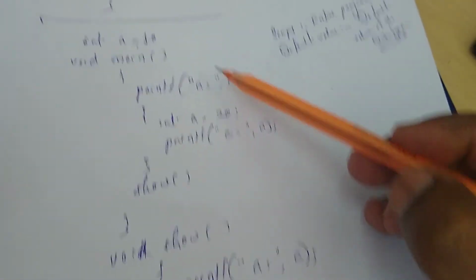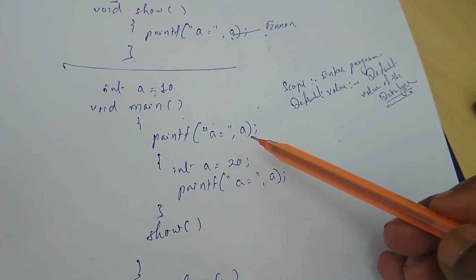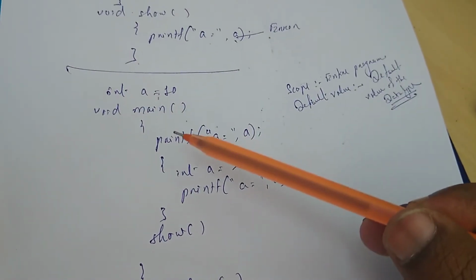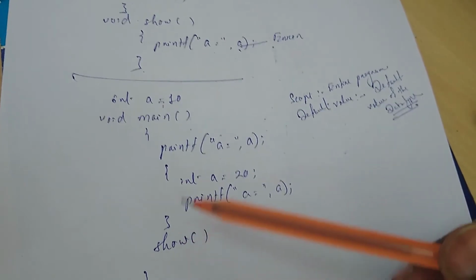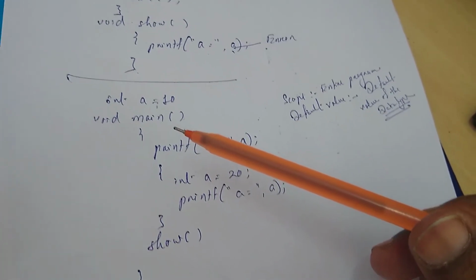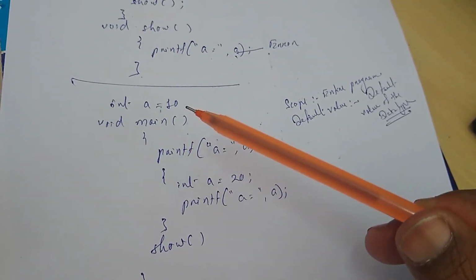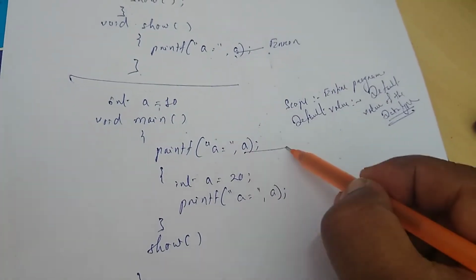So see here inside this main function, when you access the value of a, it can access easily the global variable. It searches for any local variable. Is there any local variable inside main function which is of name a? No, there is no local variable named a inside main. So it accesses the global variable. The global variable value is 10. So here it prints 10.